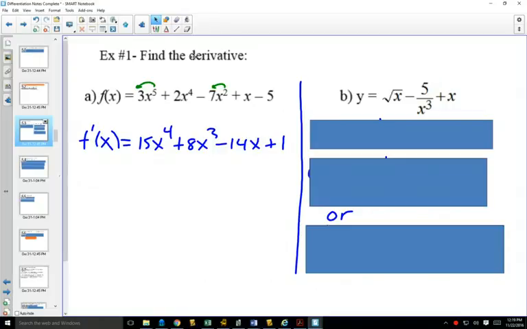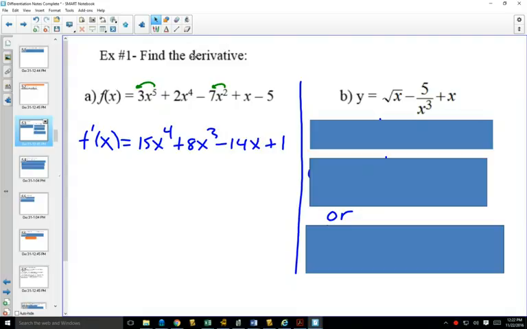Now this one was the most straightforward because we didn't have to take any square roots and change them to rational exponents. But we do have to do that in the second one and the third one as well. So I'm going to give you a head start on the second and the third one, and if you get those done early, you can try the fourth one.